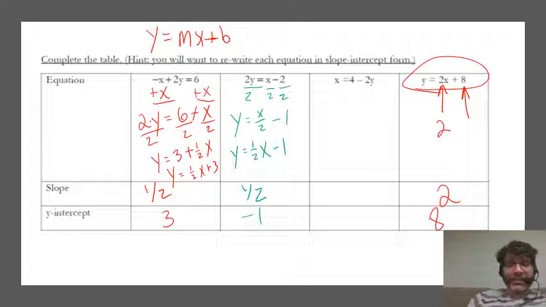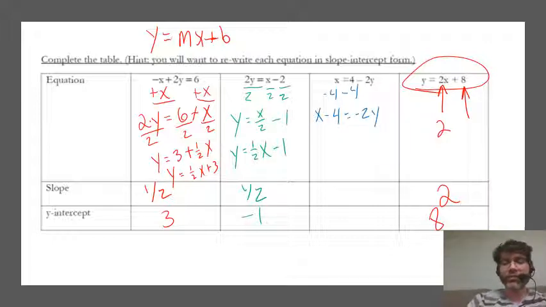Here we have x by itself, but we want y by itself. So this is what we've got to do. There are lots of things that we could do. Why don't we subtract 4 from both sides? So that's x minus 4 equals -2y.